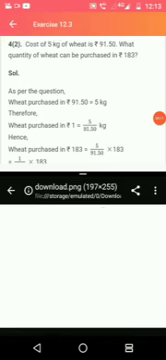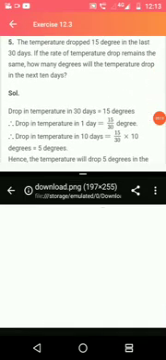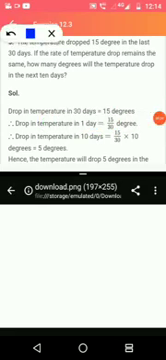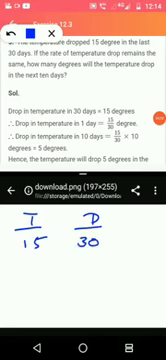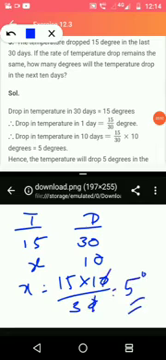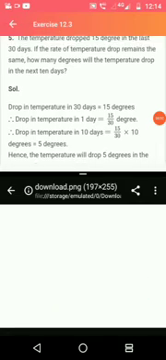Okay. Next. The temperature dropped 15 degree in last 30 days. So here I am writing temperature and here days. So temperature drop is 15 degree in last 30 days. If the rate of temperature drop remains same, how many degree will the temperature drop in next 10 days? So how much is it? Cross multiply. 15 into 10 divided by 30. 5 degree. There will be a 5 degree drop in the next 10 days.